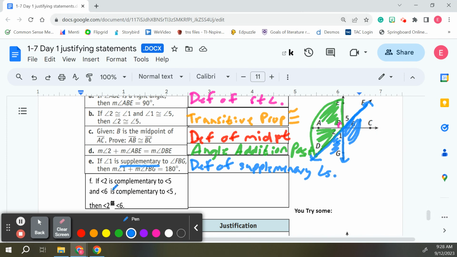Letter F you're going to have to write down because for some reason it didn't print. If angle 2 is complementary to angle 5 and angle 6 is complementary to angle 5, then angle 2 is congruent to angle 6. I'll give you a minute to write that down.